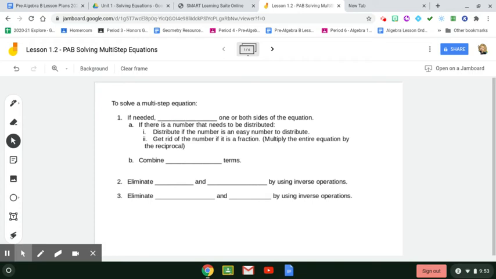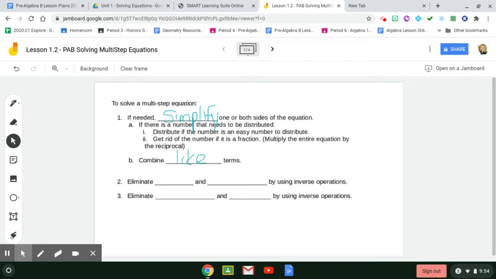Alrighty, so guys, the first thing we're going to do, it says if needed, blank one or both sides of the equation. And that blank we're going to fill in with is simplify. Simplify one or both sides of the equation. So that means if there are some like terms that we have to combine, or there's distributive property, or a couple x's on one side of the equation, you have to simplify those together first before we can start moving things around. So here we go, combine like terms. That's where you get rid of any distributive property and combine like terms.